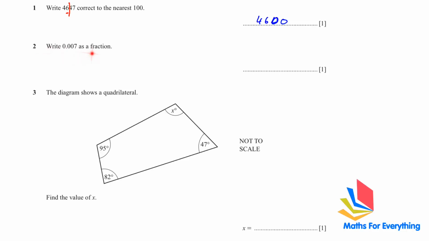Next, write this as a fraction. Very easy one, 1 mark. Write 7. How many numbers after the decimal? 3. So you will have 3 zeros.